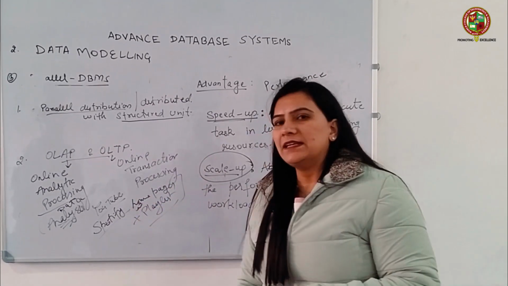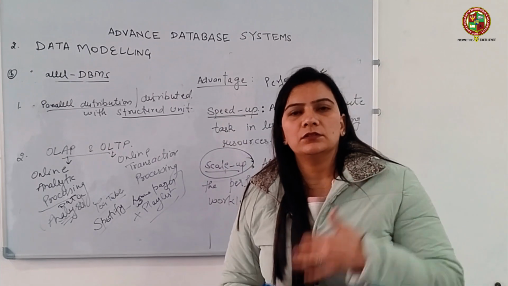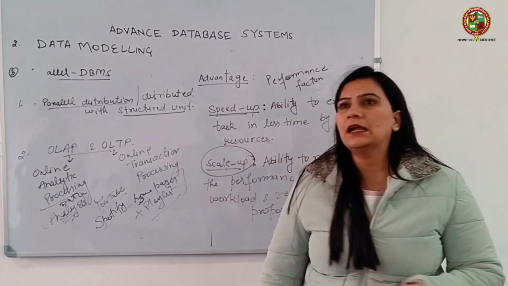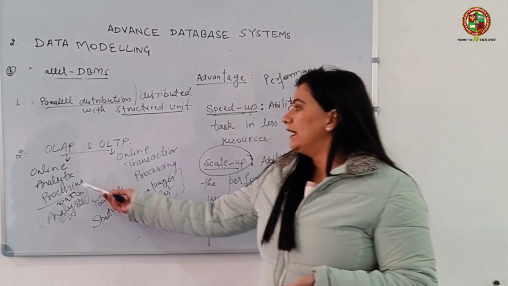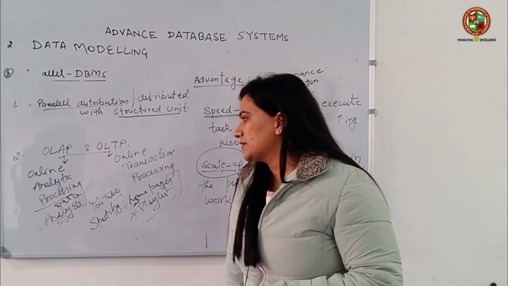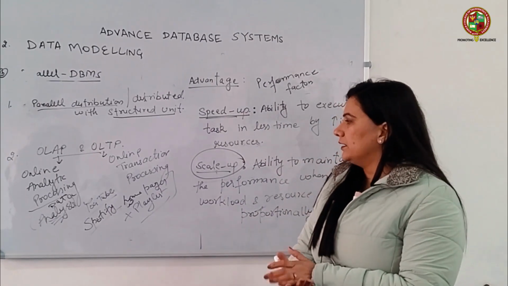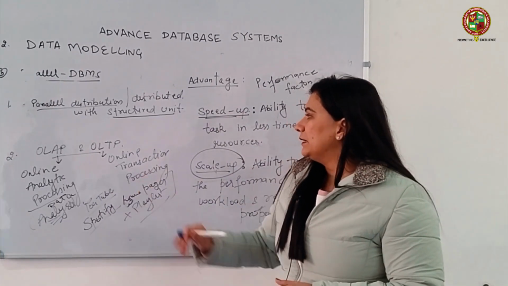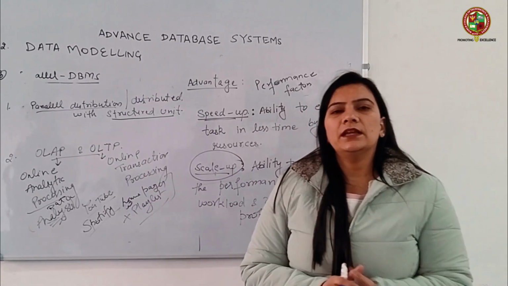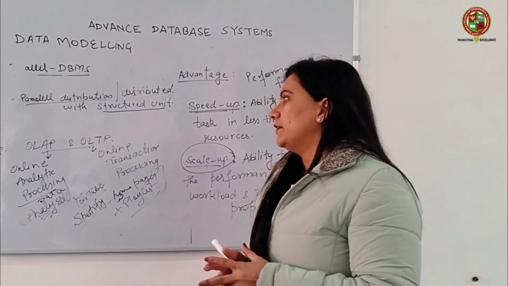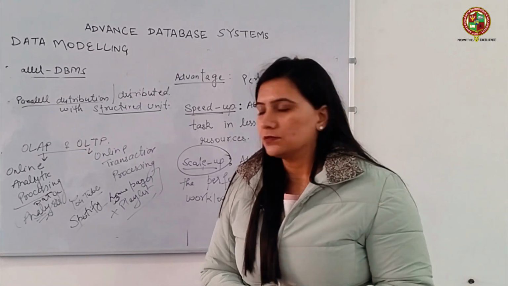So all this personalization is done as per our interest and our previous history that we are using on that particular application. With the help of online analytical processing, the data analysis is done and we get different recommendations as per our interest. And OLTP is online transaction processing. It checks the online day-to-day transactions of our organizations, right?